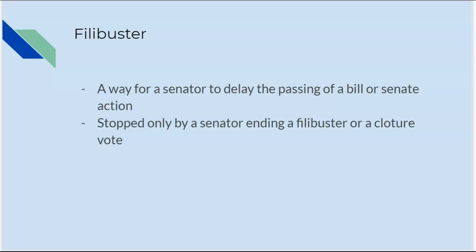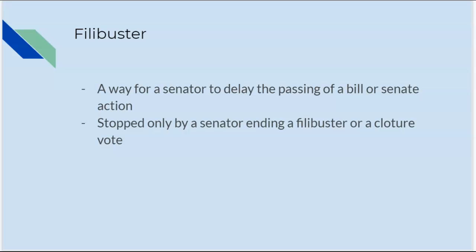So that is exactly how it sounds. They have to stand there and talk and talk and talk. And as long as they continue talking and do not leave the floor, then they can continue to do it. The only way they are stopped is if the senator decides to end the filibuster themselves or by a cloture vote. A cloture vote is 3/5 of the senators voting to end the filibuster. So it causes there to be more support in the ending of the filibuster.